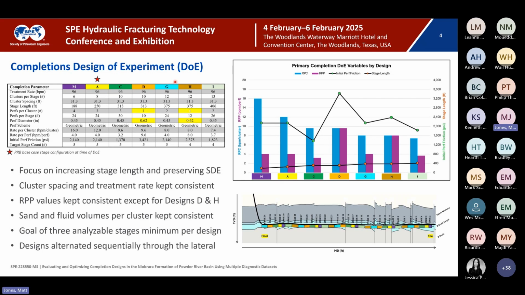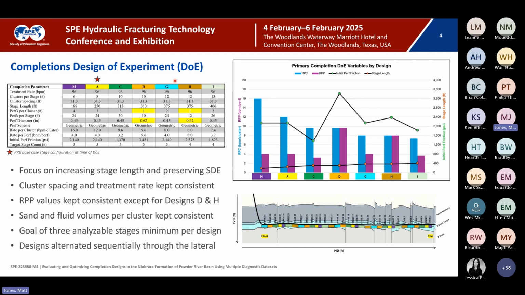Pair 2 is G and H, so slightly longer stage length than pair 1 because we have 2 additional clusters. Both of these are 12 cluster designs, 375 foot stage length. G has 2 perforations per cluster. H has 1 perforation per cluster. So you can see with pairs 1 and 2, we're trying to hone in on what is the impact of doing a single perforation per cluster as opposed to multiple perforations per cluster.